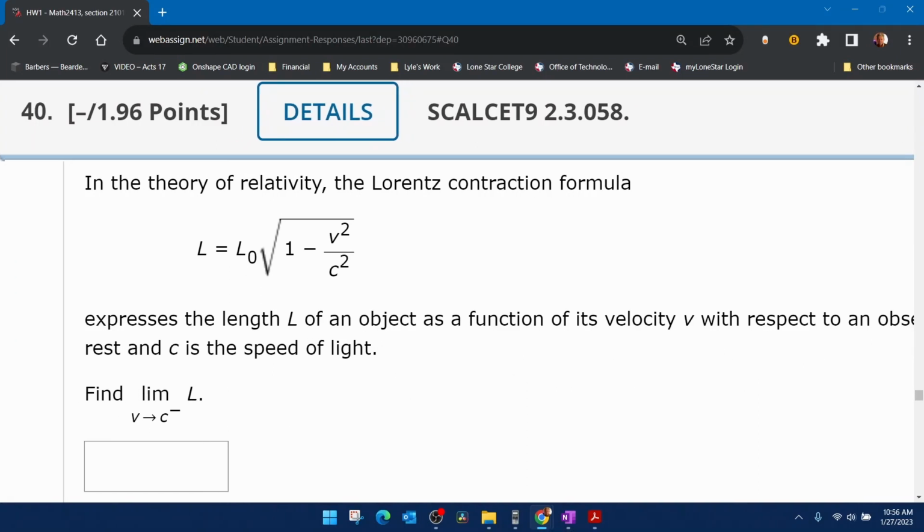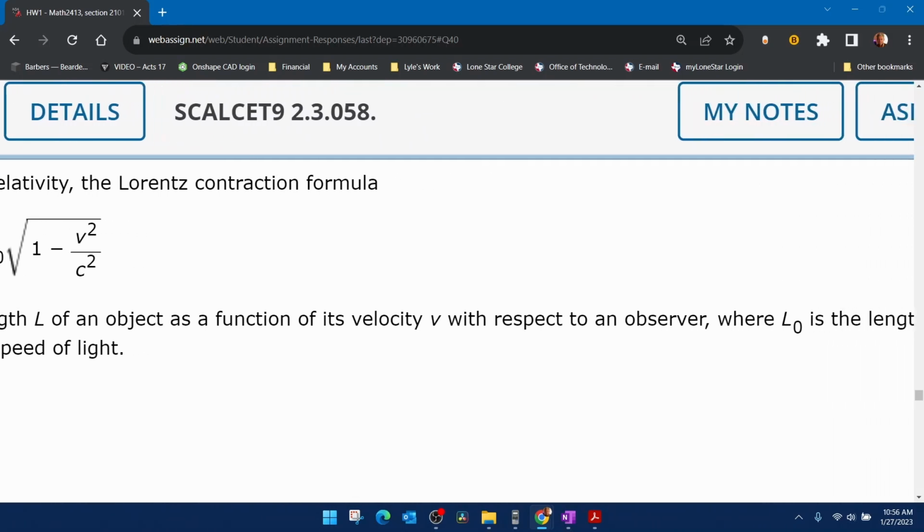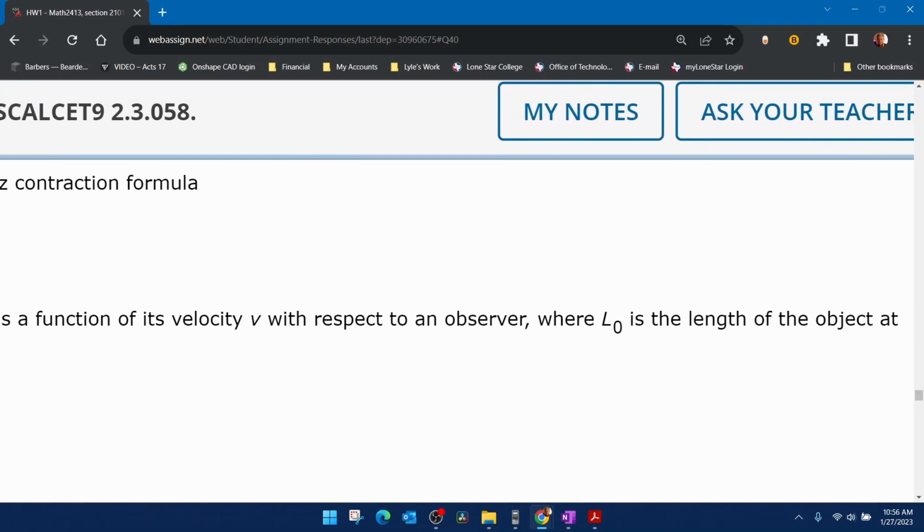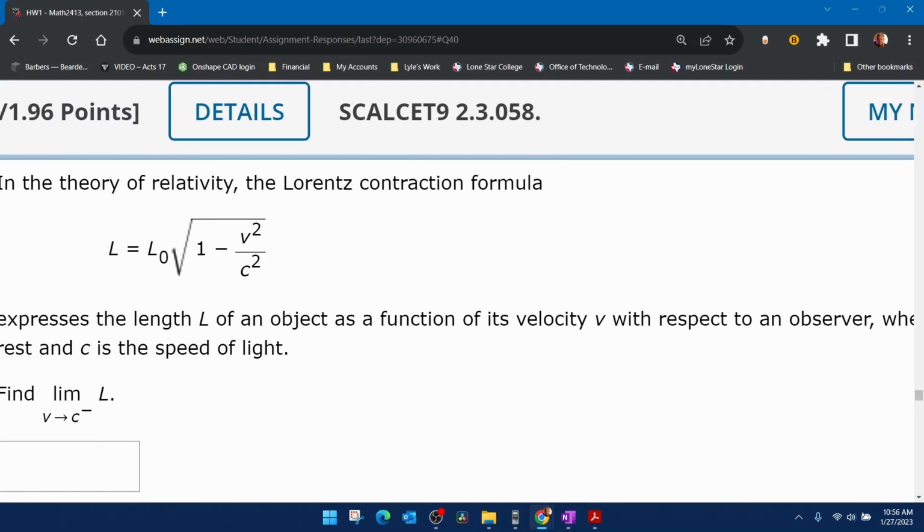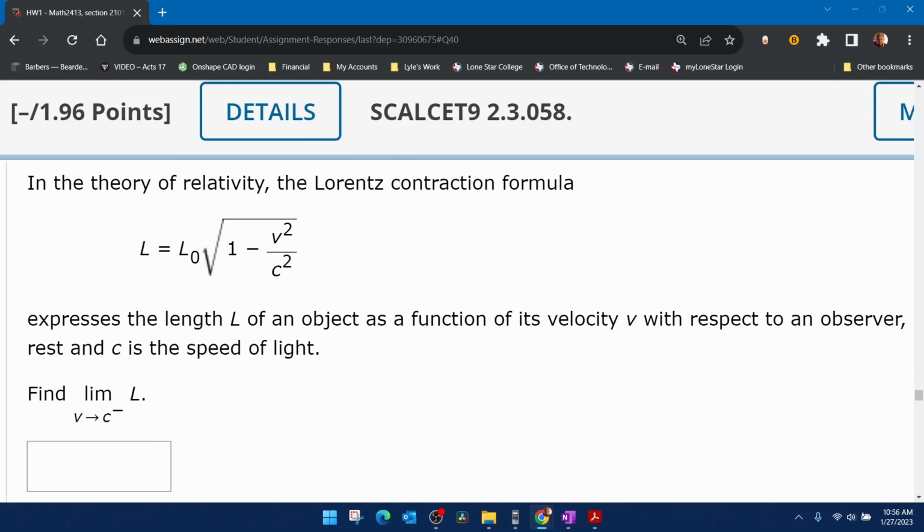Question number 40 from our Calculus 1, homework number 1. In WebAssign, it says in the theory of relativity, the Lorentz contraction formula expresses the length L of an object as a function of its velocity with respect to an observer, where L naught is the length of the object at rest and c is the speed of light. They want us to find the limit of this formula as the velocity approaches the speed of light from the left.